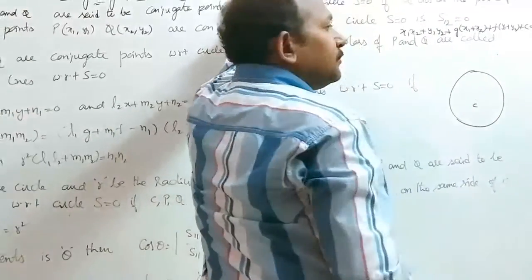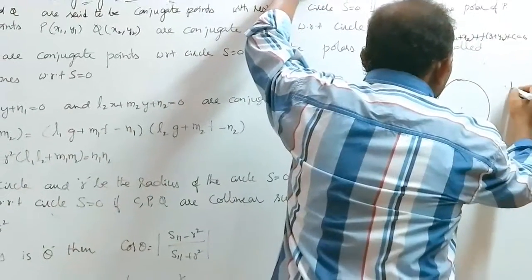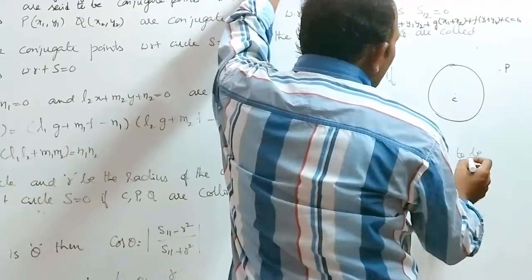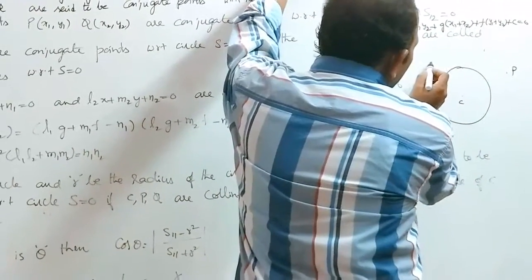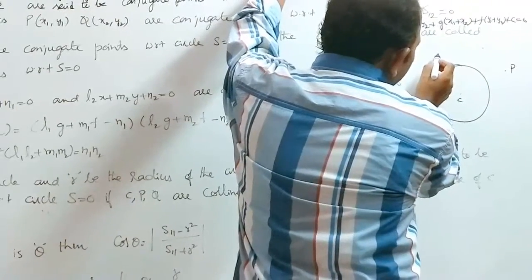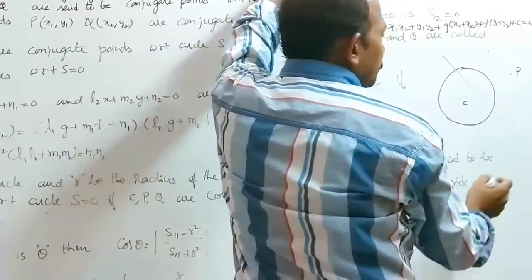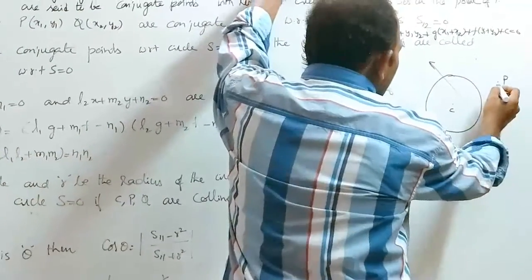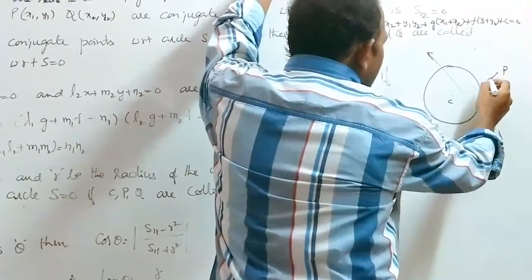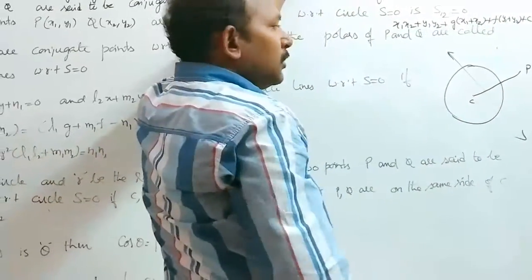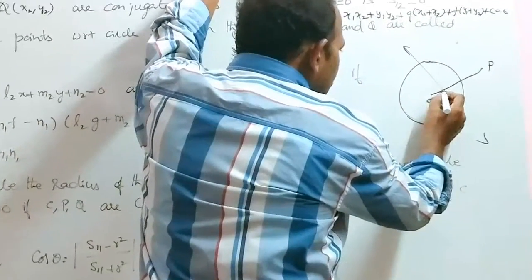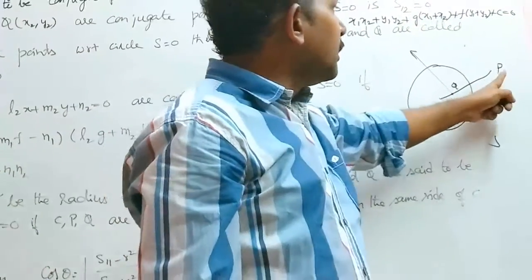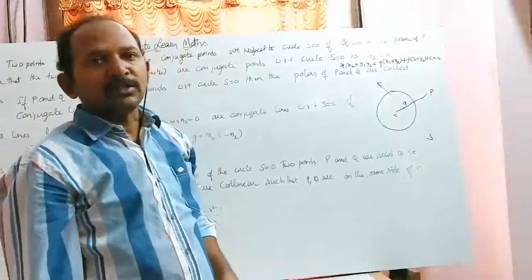Let C be the center of the circle, and let here it is P. Now let us find the polar of P. Then it is nothing but the line joining C and P. This point of intersection is called Q. Then P and Q are said to be inverse points.